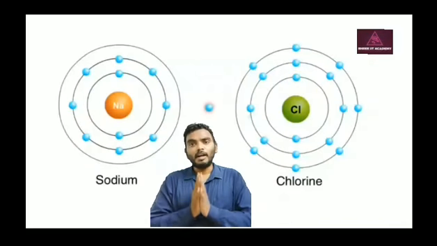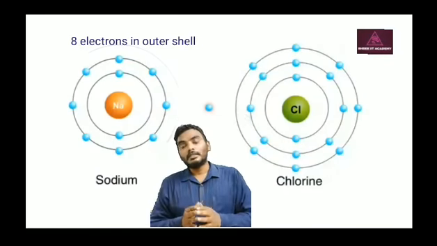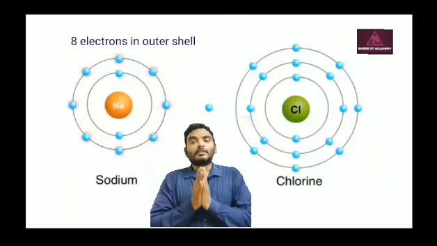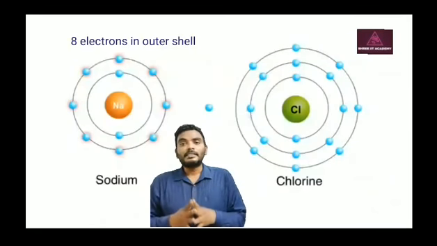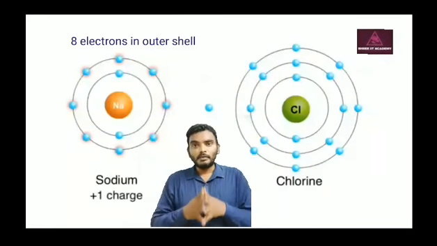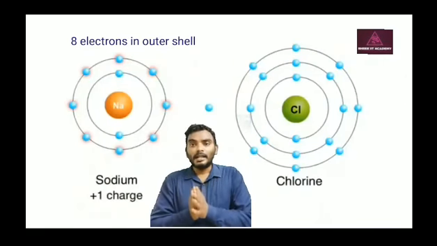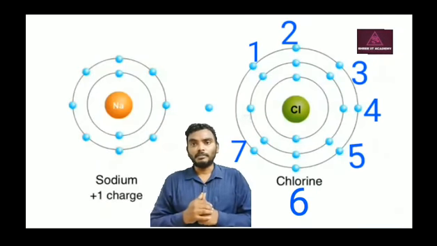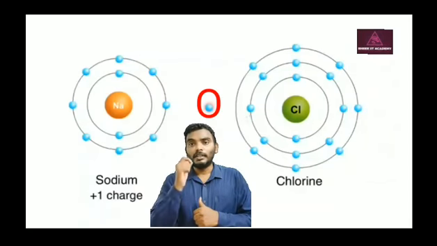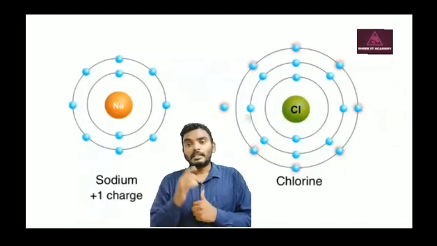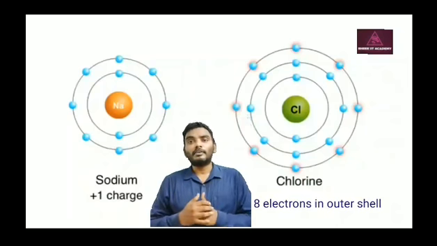Almost every atom tries to get a stable configuration, that is, the noble gases. Noble gases are the stable configurations. By losing the electron, sodium gets a positive charge. That's why we show it with a positive charge. At the same time, chlorine has 7 electrons in its outermost shell. Whatever electron is given by the sodium atom, chlorine gains it, and it gets 8 electrons in its outermost shell.